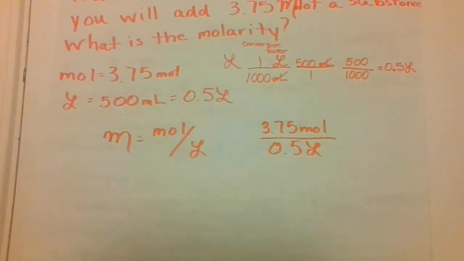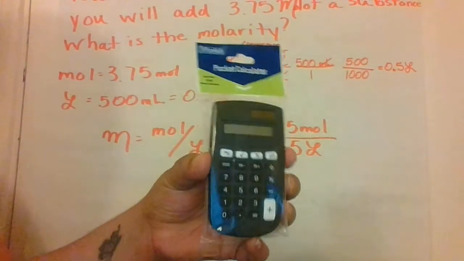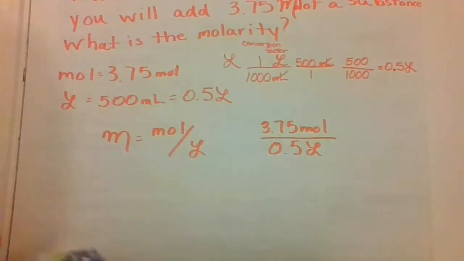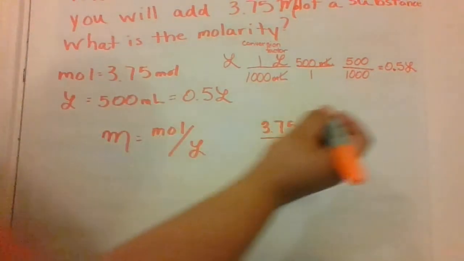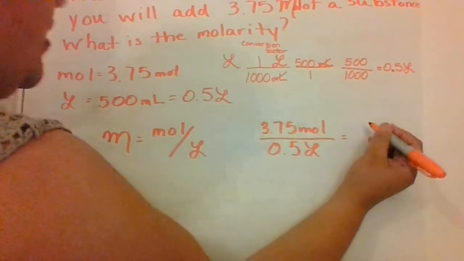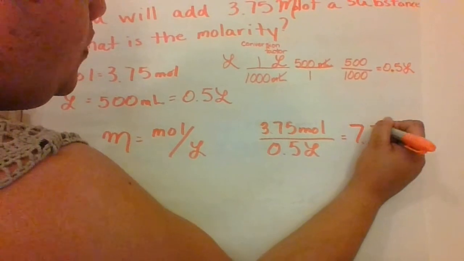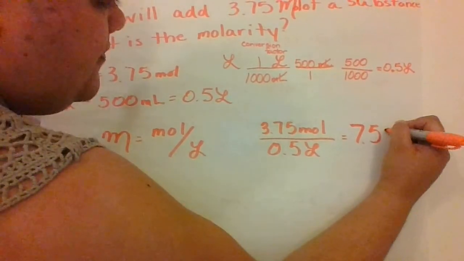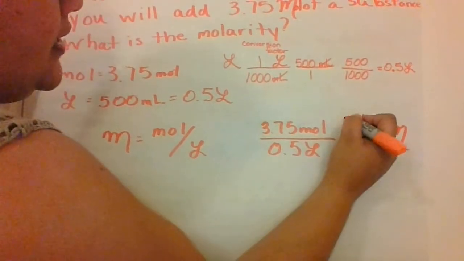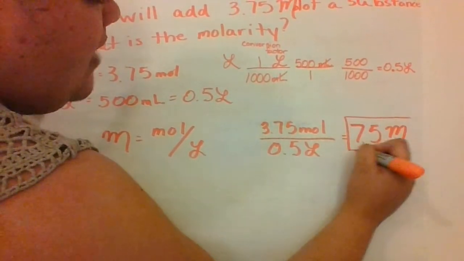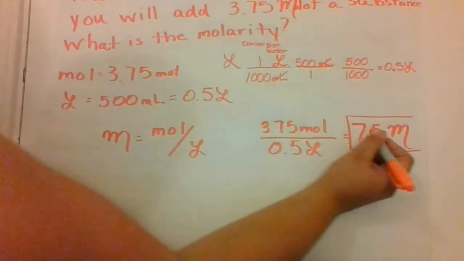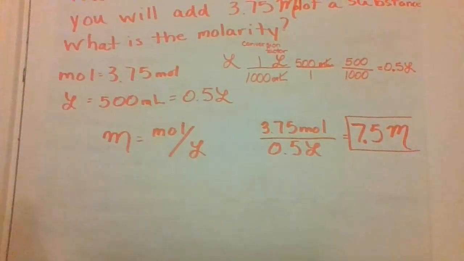Now we'll go ahead and use our trusty calculator. As I've said before, just a simple $1 calculator from your local dollar store will do just fine. So we'll take 3.75, divide that by 0.5, and we are going to end up with a molarity of 7.5. And do not forget your unit. So your molarity for that problem is 7.5 molarity.